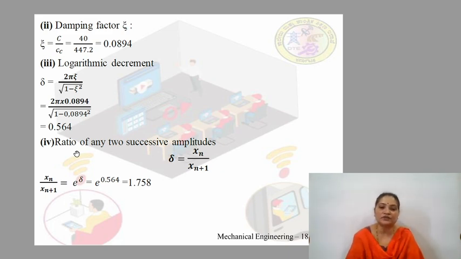The next is the ratio of any two successive amplitudes. Here the ratio of successive amplitudes is given as xn divided by x of n plus 1, which is nothing but e to the power of delta. So if e to the power of 0.564, the value of delta, is substituted, then we get the ratio of successive amplitudes as 1.758.